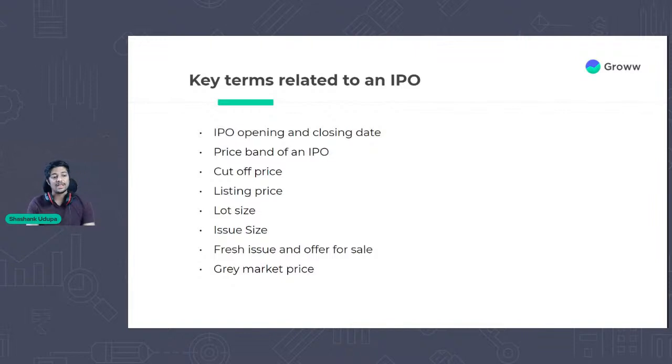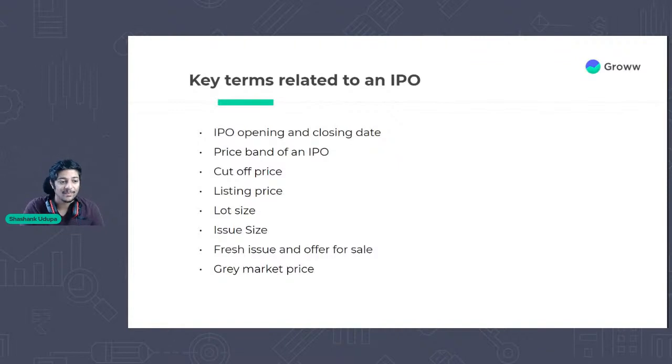Then the next thing is known as issue size. Issue size is nothing but, if the company is coming out with an IPO and raising funds, what is the total amount of size of this IPO that is taking money from the public. Now, that money from the public is divided into two, right? One is fresh issue. Fresh issue talks about the money that goes directly into the company. And then we have offer for sale, which is the money that is going directly to existing shareholders who are taking an exit. So these are the two differences between fresh issue and offer for sale.